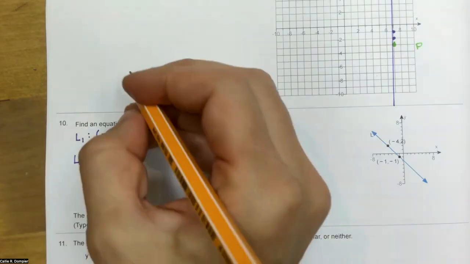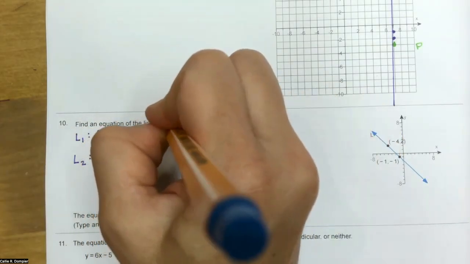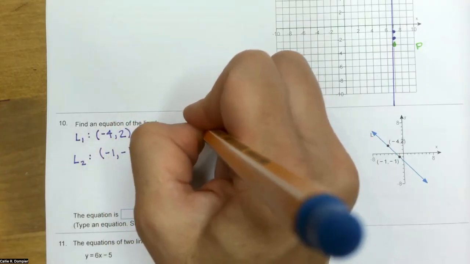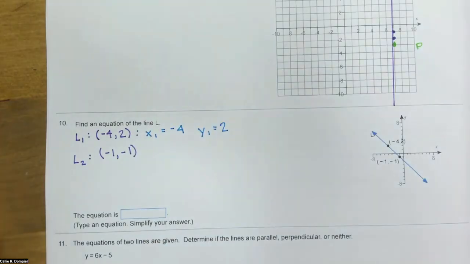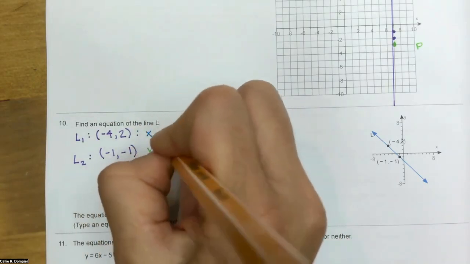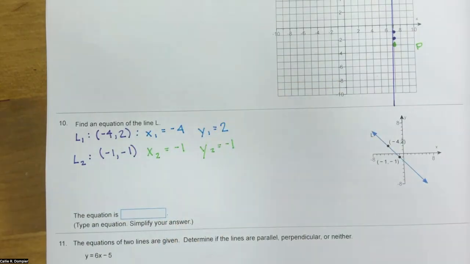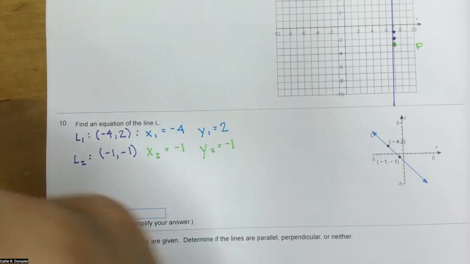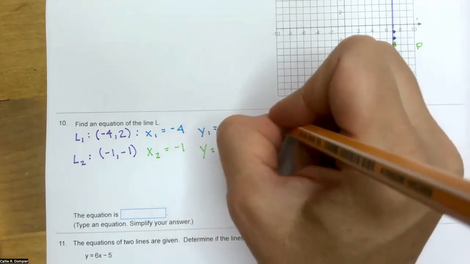So if my L1 is -4, 2, that means my x sub 1 is going to be -4. My y sub 1 is going to be 2. Just don't get those mixed up. Over here, L2, my x sub 2 is going to be -1. My y sub 2 is going to be -1. Good? And we need to find a whole equation of this line. First, we're going to begin by finding the slope. Remember that equation? That equation is m equals y minus y.